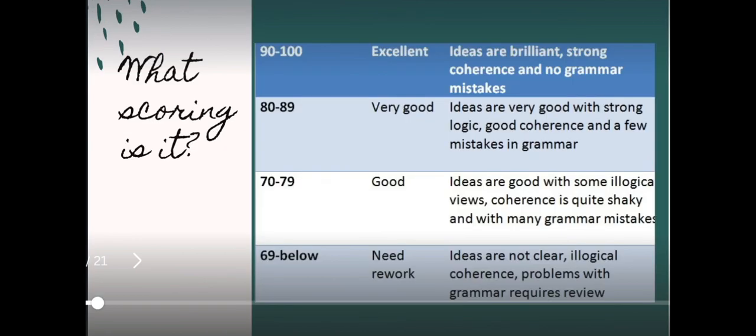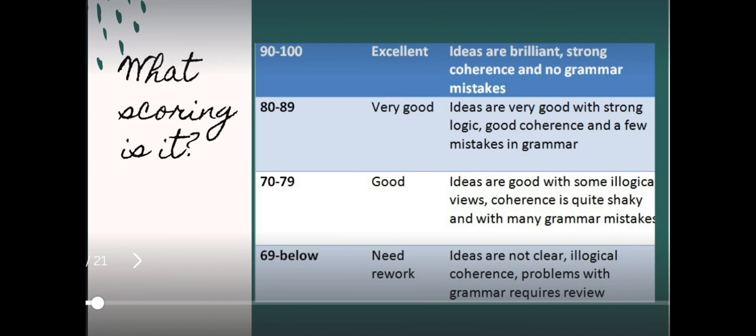What scoring is this? We have an example here wherein your range for excellent is 90 to 100, and you have the descriptions that these are supposed to be ideas are brilliant, strong coherence, and no grammar mistakes. And if you look at the bottom, 69 below, that is equivalent to need rework, wherein ideas are not clear, illogical coherence, problems with grammar that require review.